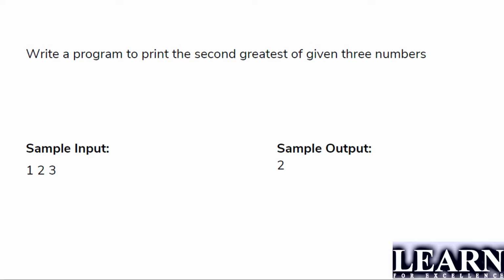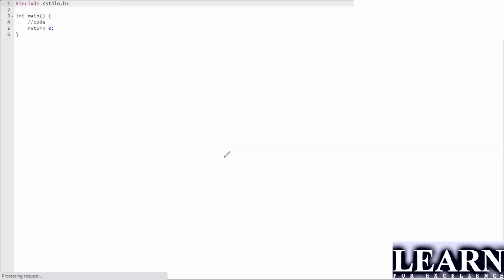Now they asked us to take out the second greater number. Just please concentrate on this. We'll try to take it out in different ways. First, whatever we have done in the greatest one, I'll be checking with A, B, C as three numbers. I'll take them as 1, 2, and 3.